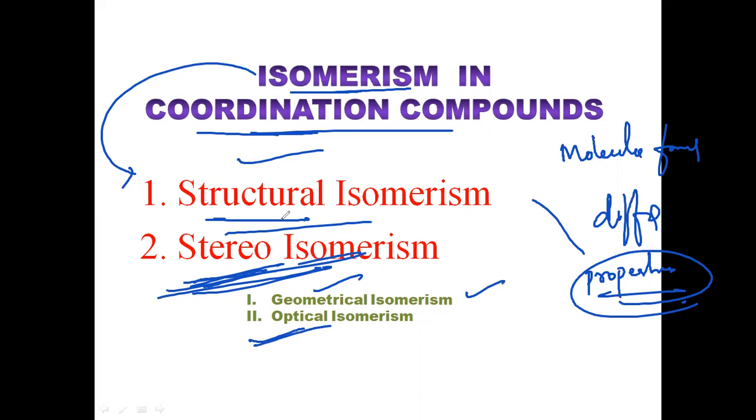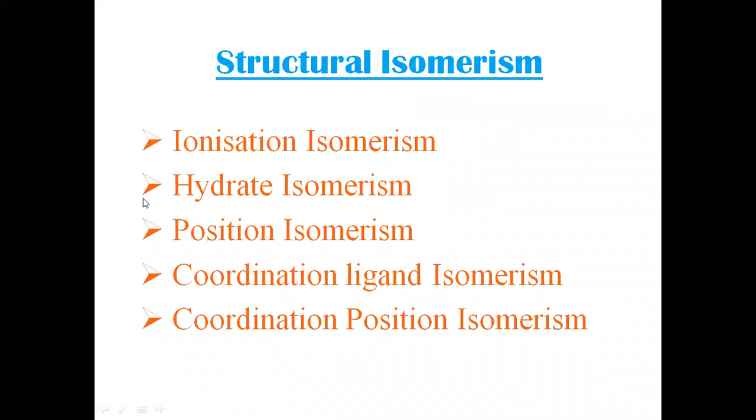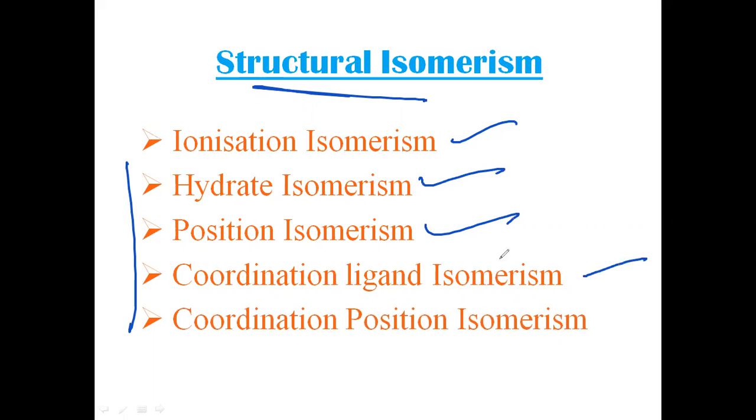Today we are going to discuss only the structural isomerism in the case of these complexes. Let us understand one by one. So, structural isomerism. What is actually structural isomerism? Structural isomerism is classified into these five types: ionization isomerism, hydrate isomerism, position isomerism, coordination isomerism, ligand isomerism, and coordination position isomerism. Let us understand one by one.